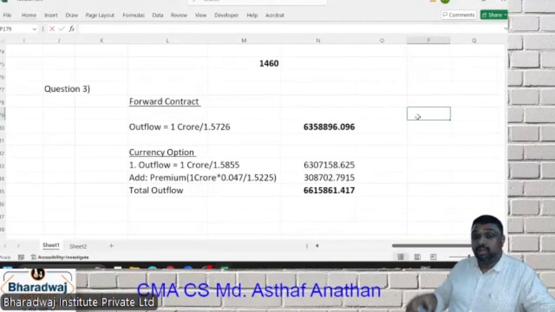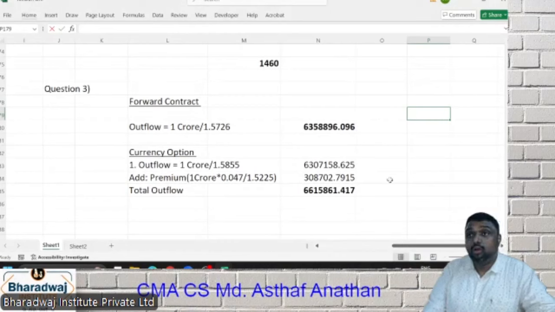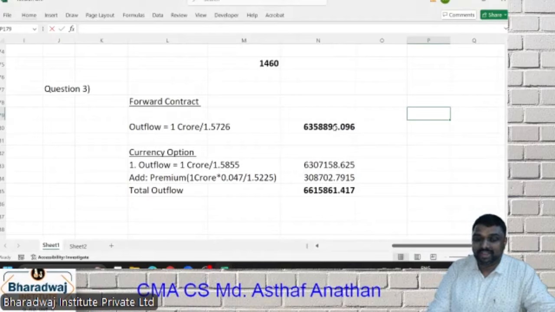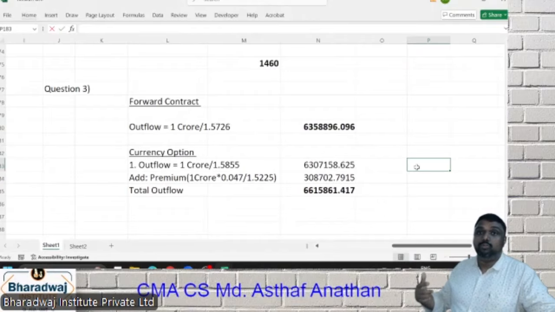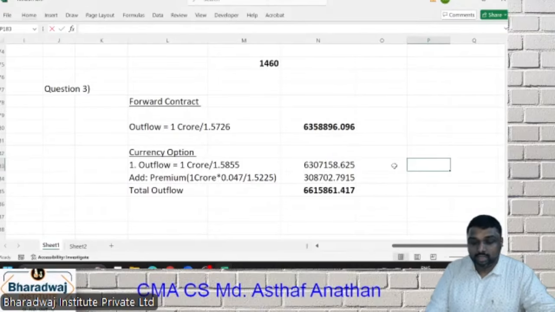So now the decision is what? Lower the outflow, better the option. So the decision is forward contract. See how fast you are able to complete. This is what is called practice. When you do more practice, you are able to save time. In a 7 mark question you can save time in a bigger manner. So this is how you have to approach. Please take your time and complete, my dear friends.